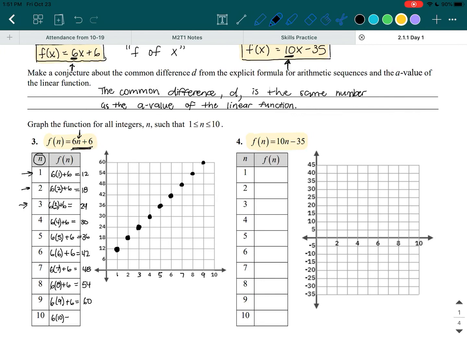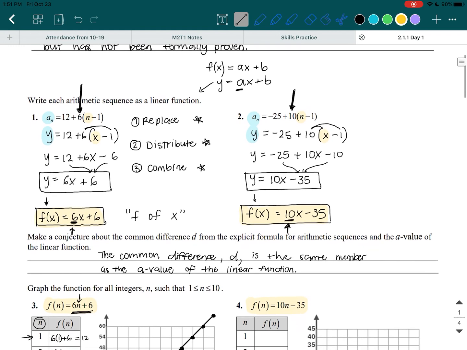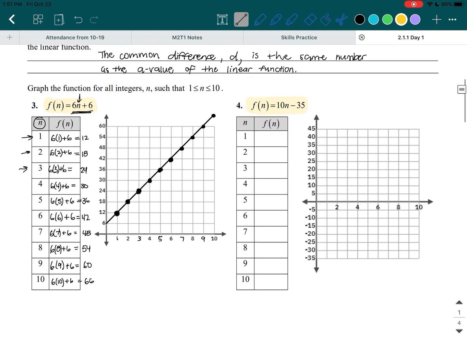And plugging in 10 gives you 66. It's okay, it's off the graph, it's totally fine. Just estimate it's about right there. And you will notice that we have formed a straight line. So connect everything with a straight line. Okay, so here's my straight line. This is my linear function represented by the arithmetic sequence. So our initial arithmetic sequence for number 1, you can turn it into a linear function and graph it. So that's what we have just done.